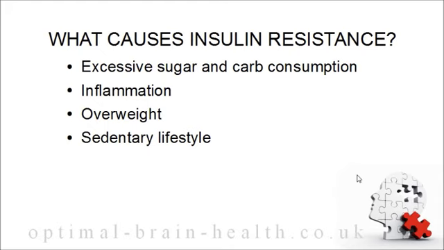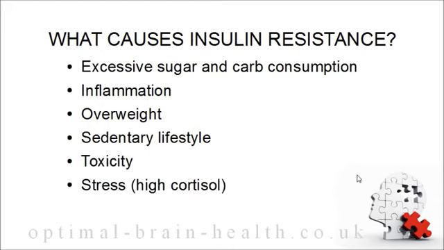Also sedentary lifestyle, toxicity, and stress in the form of high cortisol. Cortisol is a hormone. We'll say more about it in the next part of the course. And insulin problems and diabetes do run in families, so there can be a genetic predisposition.